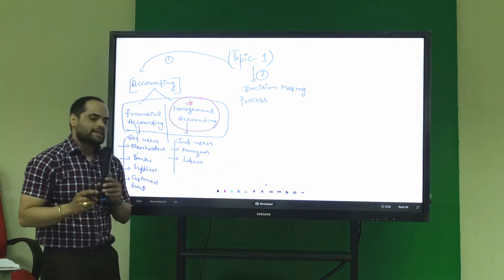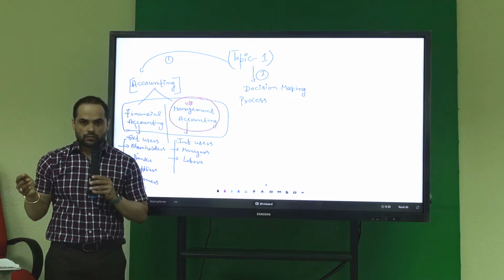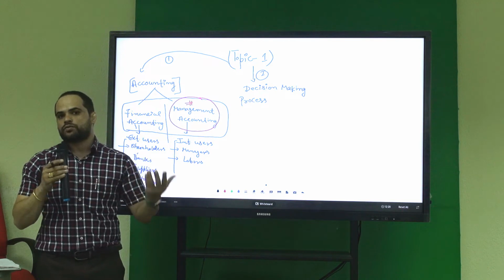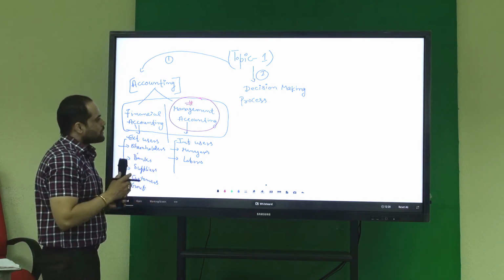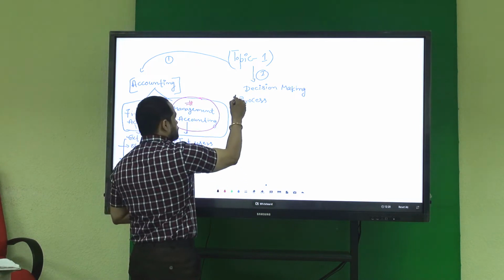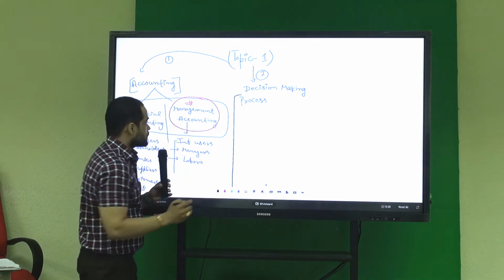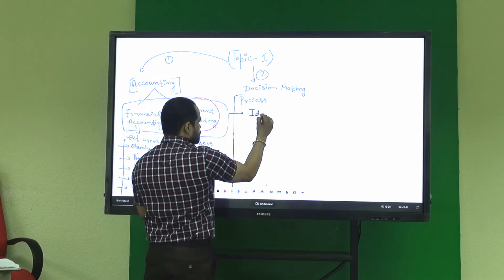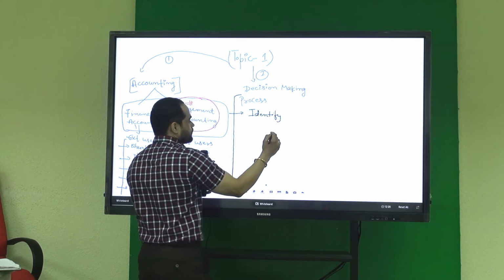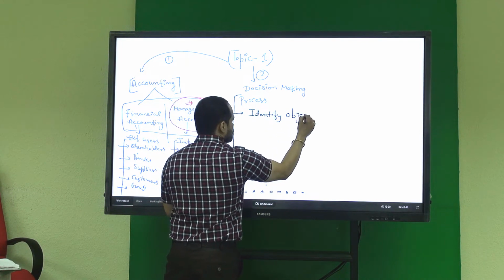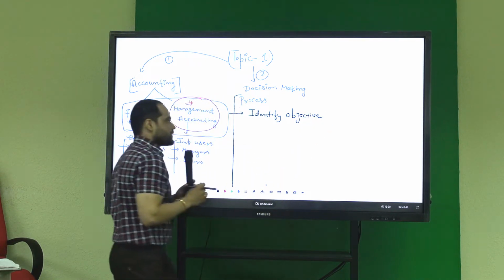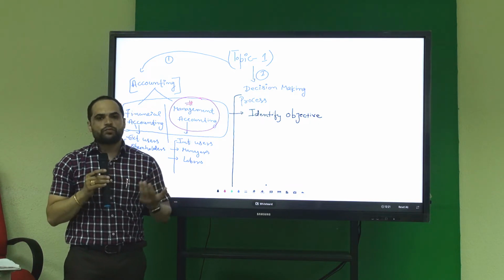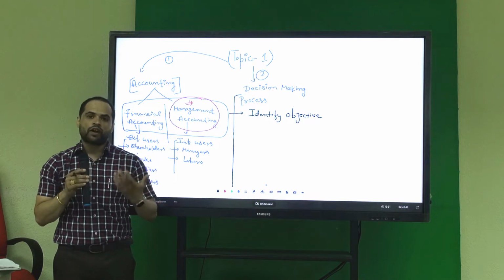So there are six steps in this decision-making process. With the help of this decision-making process, the company is able to achieve its objective. Right? So there are six steps. So let's start with the first step. The first step is to identify the objective. Right. In order to achieve the objective, first of all, of course, the company needs to find its objective.